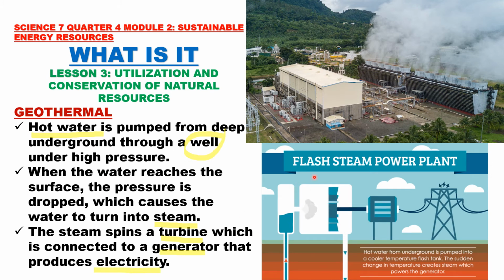So, in this picture of a flash steam power plant, we see here that hot water from underground is pumped into a cooler temperature flash tank. The sudden change in temperature creates a steam which powers the generator. As steam is introduced into this part of the power plant, it runs a turbine, the turbine is connected to a generator, and the generator generates electricity.